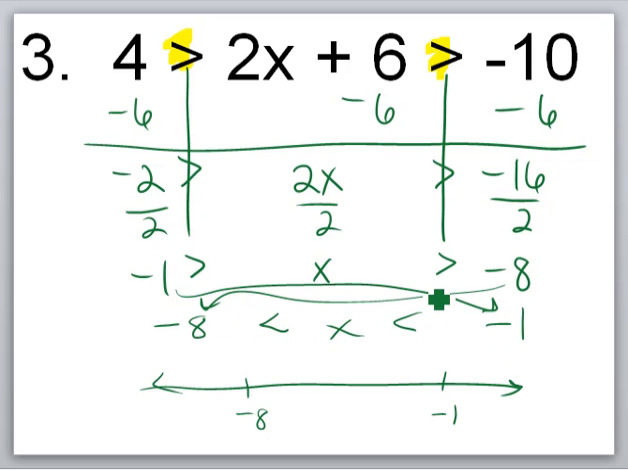So what we're going to do is we're going to go ahead and put our open dot on negative 8. We're going to say that it's greater than negative 8, and it has to be less than negative 1. So it will be the shaded region in between negative 8 and negative 1. That is the typical looking and statement.